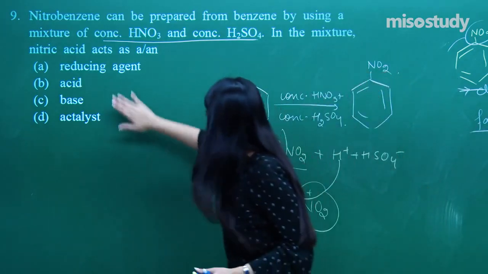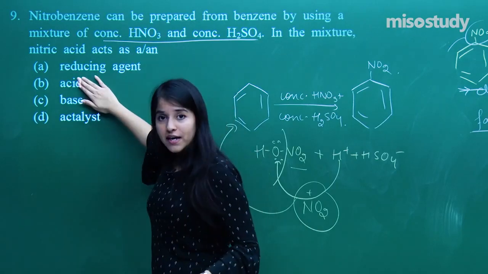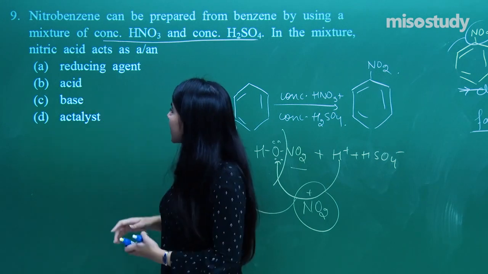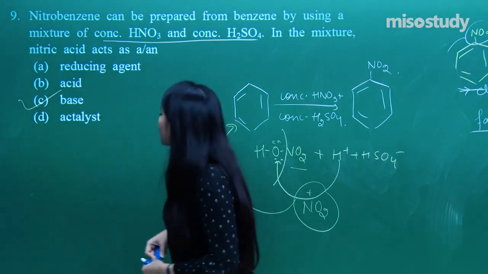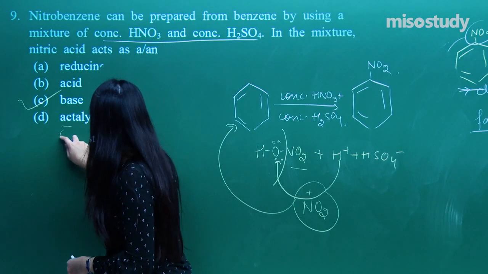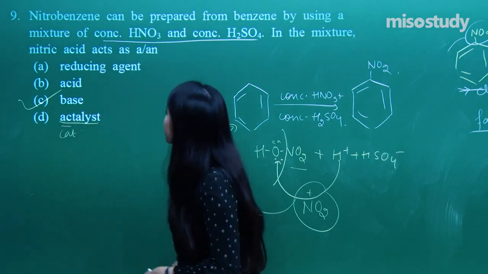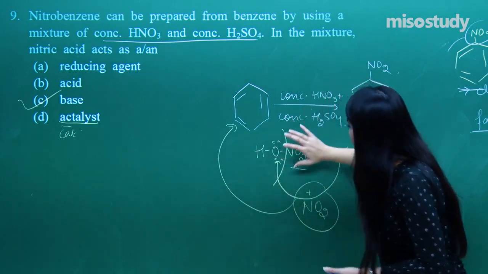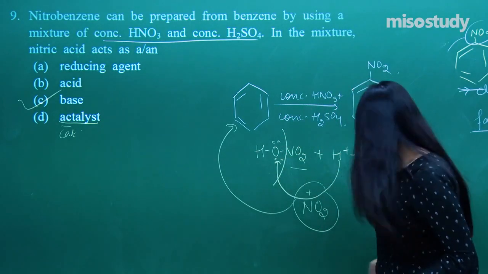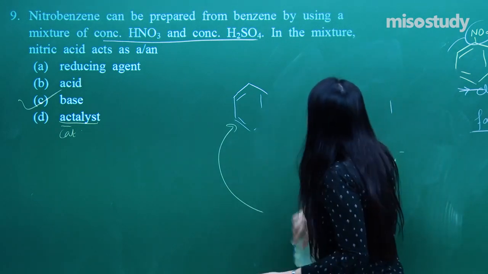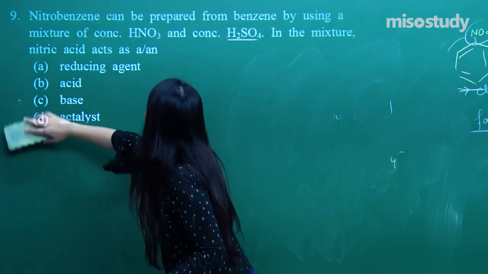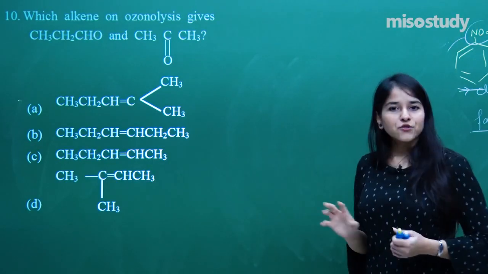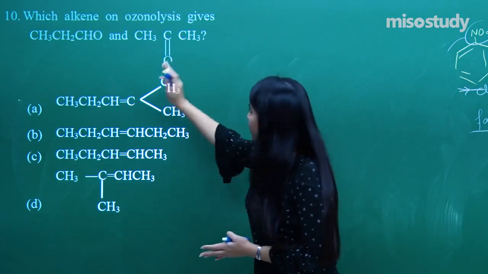It is acting as a base, whereas H2SO4 is acting as an acid. So we need to find our option. Not a reducing agent, not an acid. They are asking about the nitric acid basically, so that is acting as a base. I hope you all have got it. That was the catalyst, so just correct it over here. I hope you all have got the option, that is base. The nitric acid is actually acting as a base. So again and again I am telling you, you need to have a proper hold over the mechanisms, especially for organic chemistry.